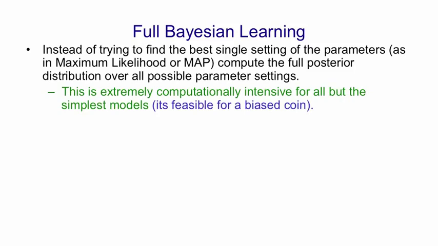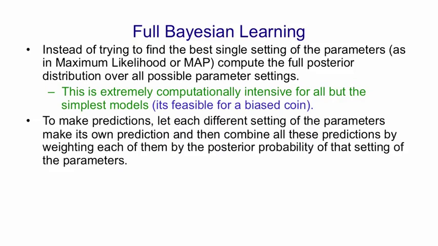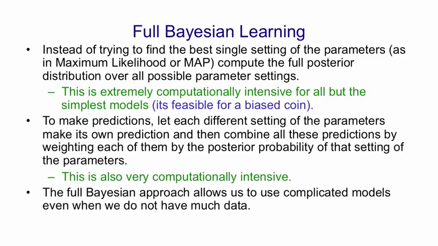So in the example earlier, we did it for a biased coin which just has one parameter, which is how biased it is. But in general, for a neural net, it's impossible. After we've computed the posterior distribution across all possible settings of the parameters, we can then make predictions by letting each different setting of the parameters make its own prediction, and then averaging all those predictions together, weighting by their posterior probability. This is also very computationally intensive. The advantage of doing this is that if we use the full Bayesian approach, we can use complicated models even when we don't have much data.